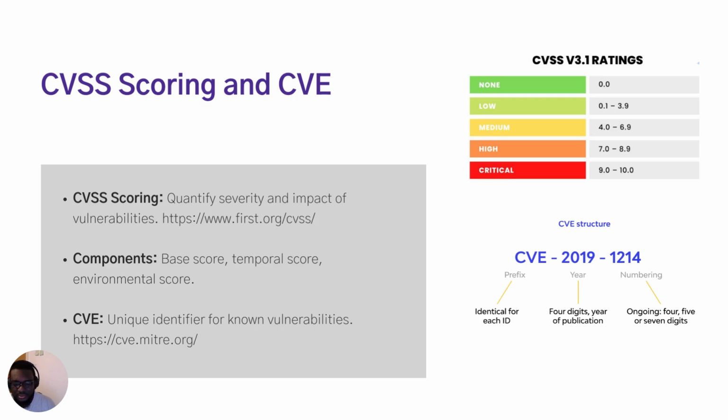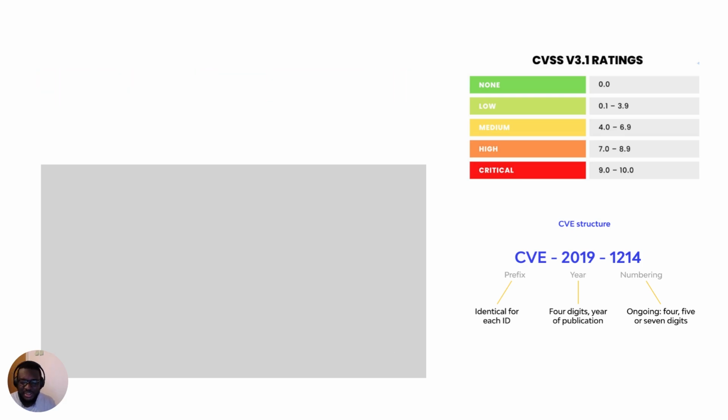And there are different ways of scoring it, or different layers or components of the score. You have the base score, which just looks at the exploitability and the impact of the vulnerability. You have the temporal score and you have the environmental score, which adds more context to the scoring of the vulnerability. And so CVE is just the prefix, then the year. You'll see CVE-2019-1214, which just means that the vulnerability was published in 2019. 1214 is just an incremental number that is used to uniquely identify that vulnerability.